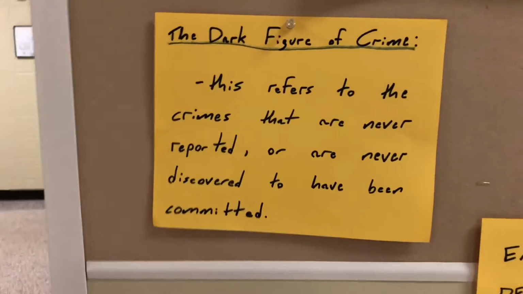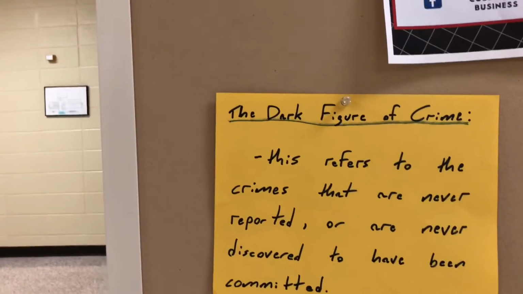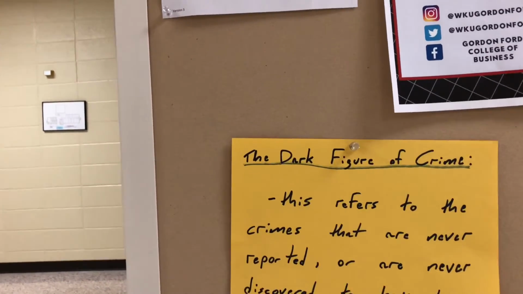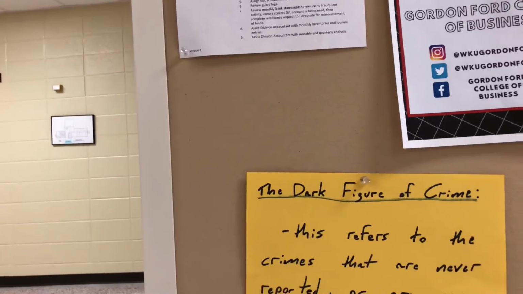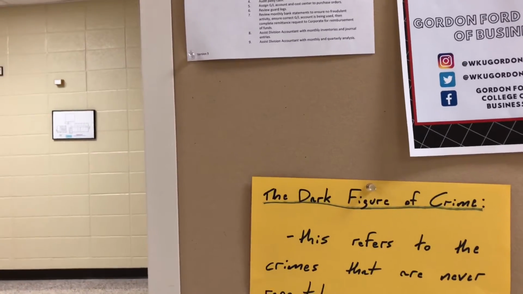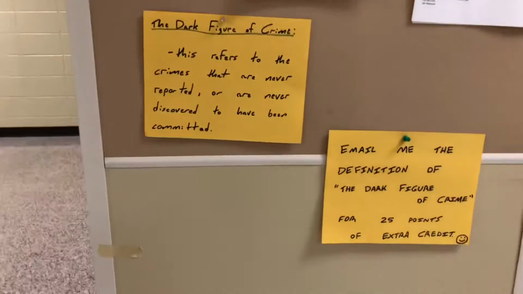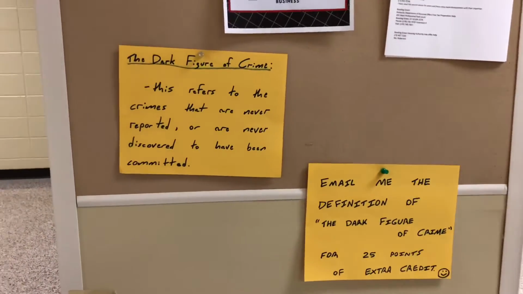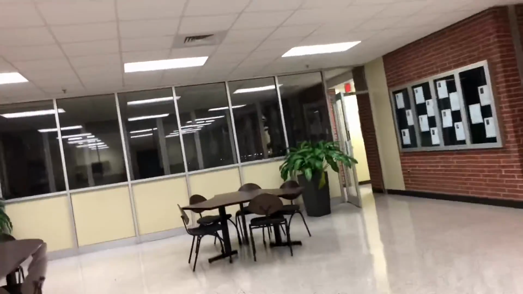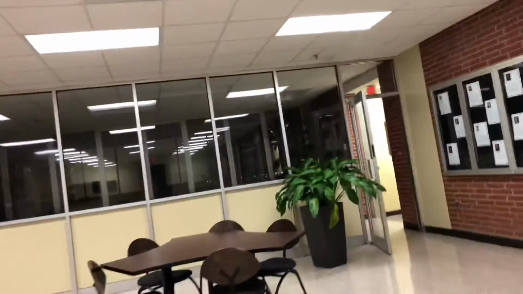The dark figure of crime refers to the crimes that are never reported or never go discovered. So, you can think of like a million things that could possibly be. That'll probably be the discussion question. All right. Just think of all the missing people in the world. Like you've got 100 missing people. You don't know if they just ran away. They could have got murdered.